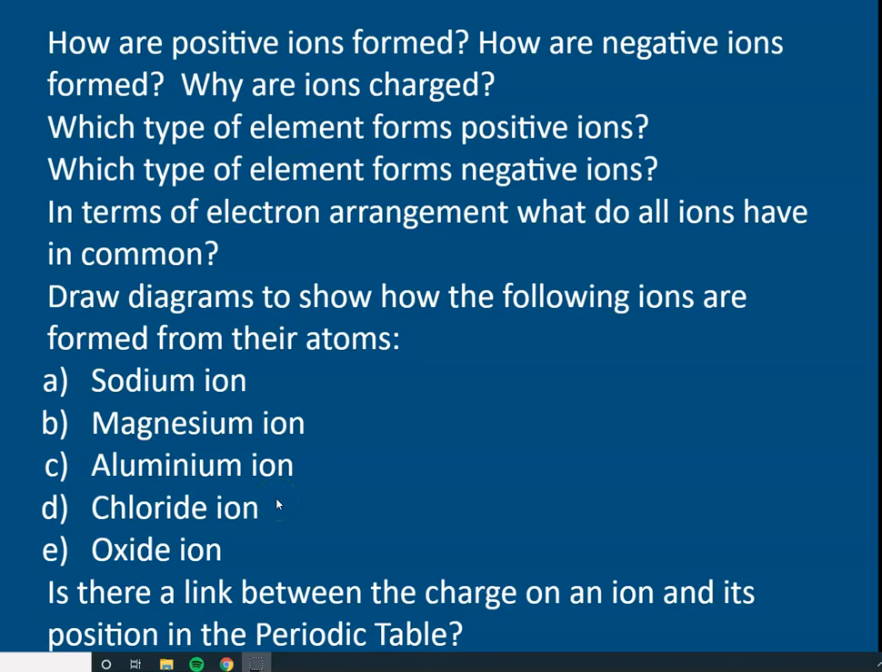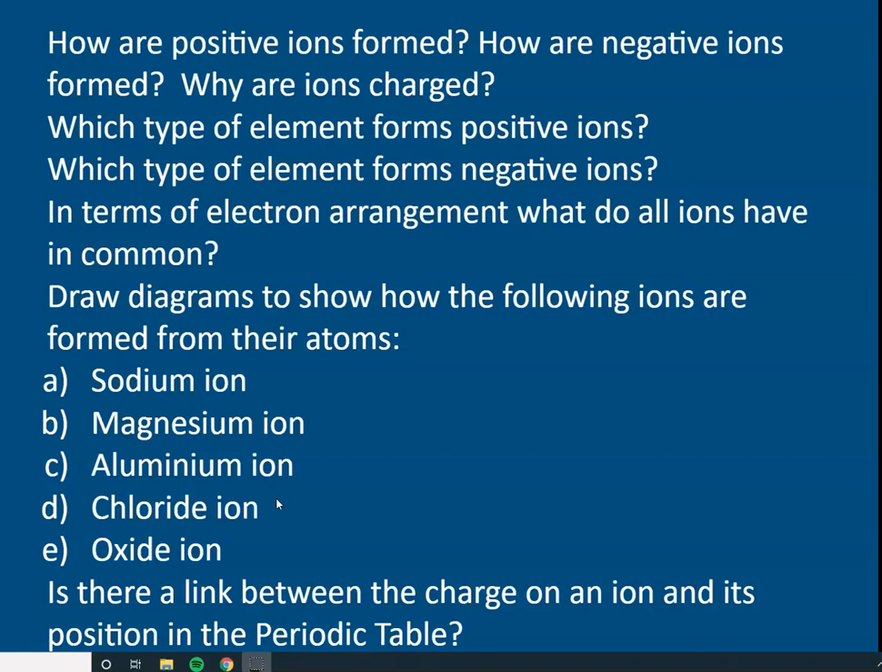Now, is there a link between the charge on an ion and its position in the periodic table? Well, the answer to that is obviously yes. But there's more to the answer than many of you have put. Some of you have just said, oh yeah, well if it's a metal, it's going to be a positive ion, non-metal, negative ion. But there's more to it.